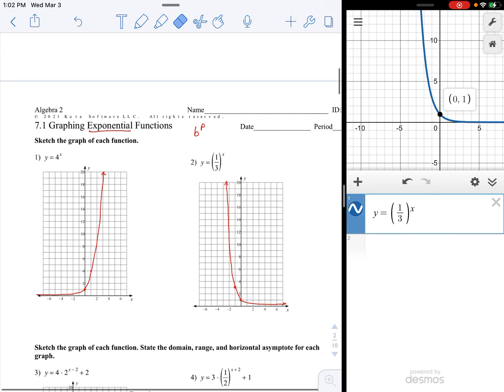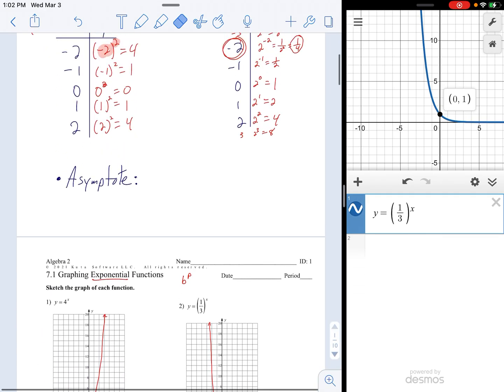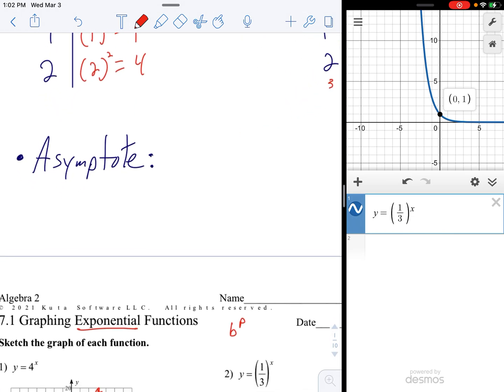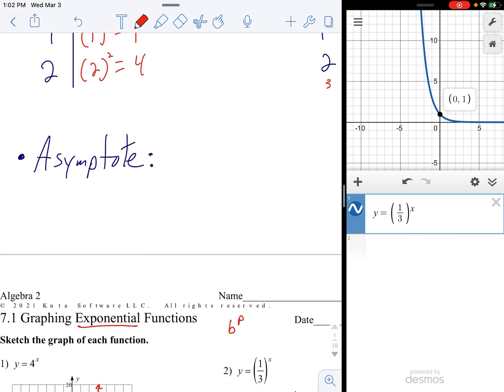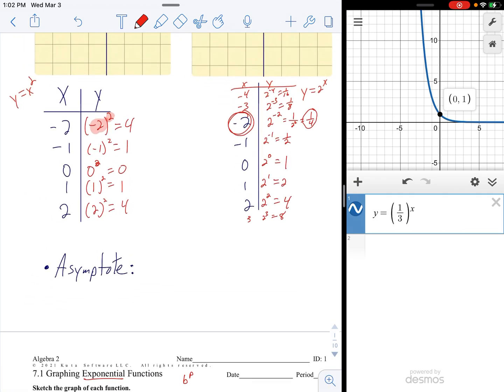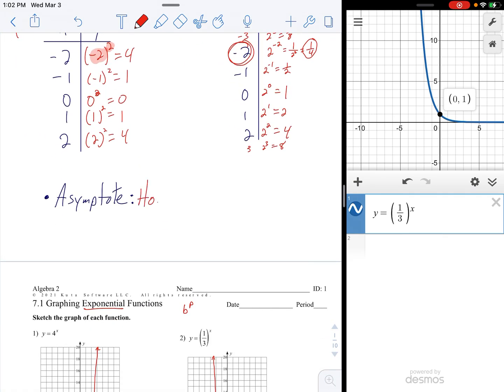All right, let's go back. So that line that it doesn't cross is called an asymptote. And in general, in math and graphing, you can have 2 types of asymptotes. Well, 3 types. You can have vertical, horizontal, or slanted. The only thing that applies to exponential functions is horizontal asymptote.